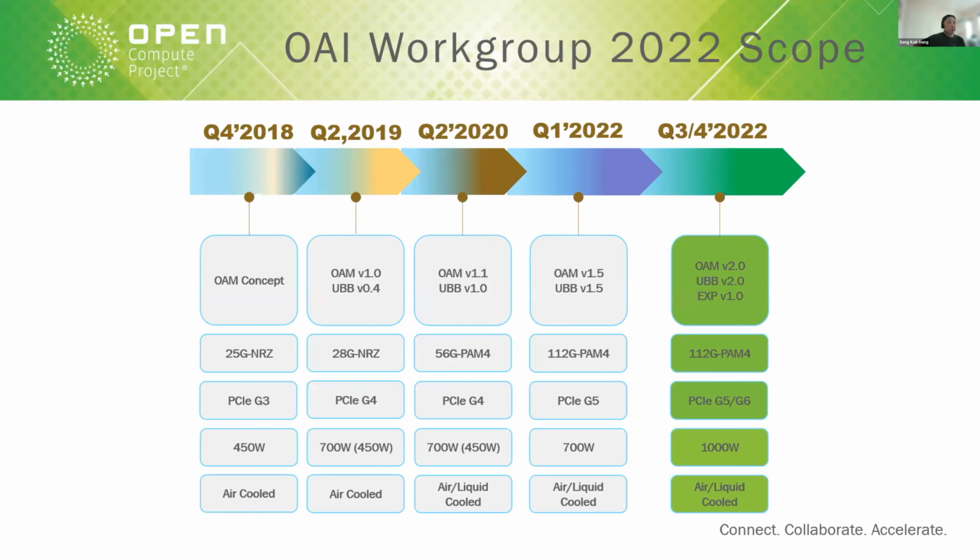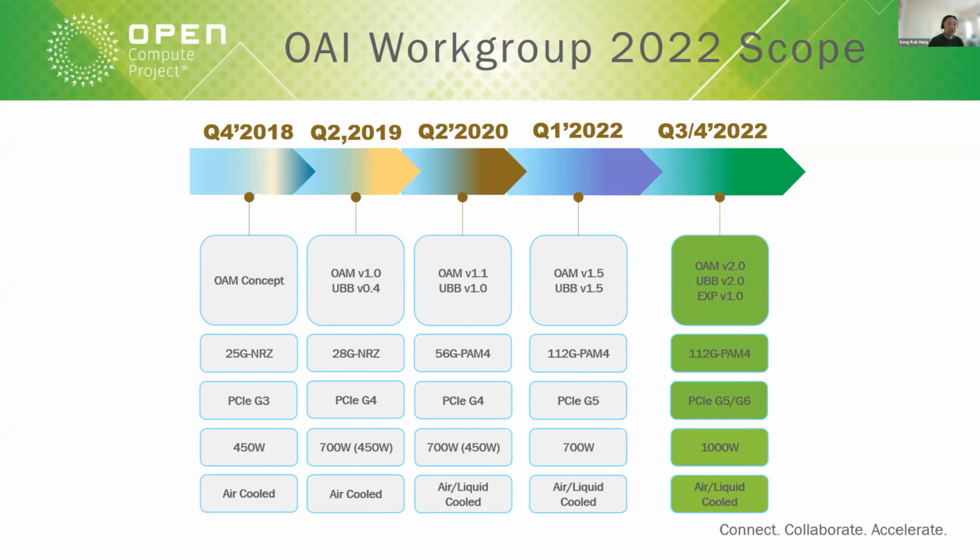So this is the milestone of what we have been doing from the OAI. And for 2022, we just published the OAM UBB 1.5 last quarter. And in the next 2 quarters, the work group is going to be focusing on the OAM 2.0 and UBB 2.0 and the expansion card 1.0.